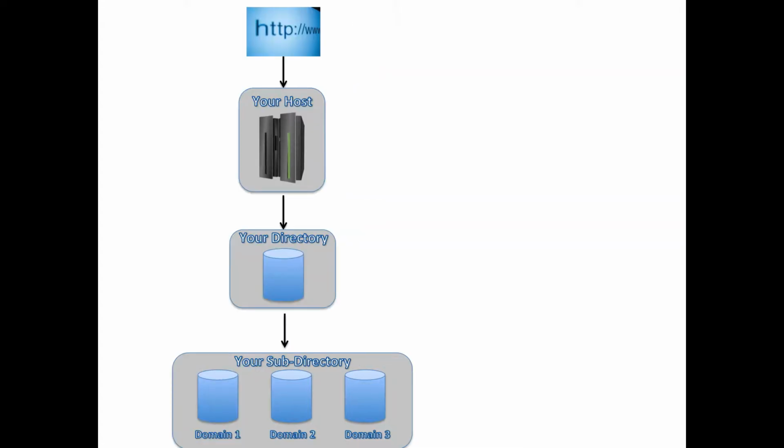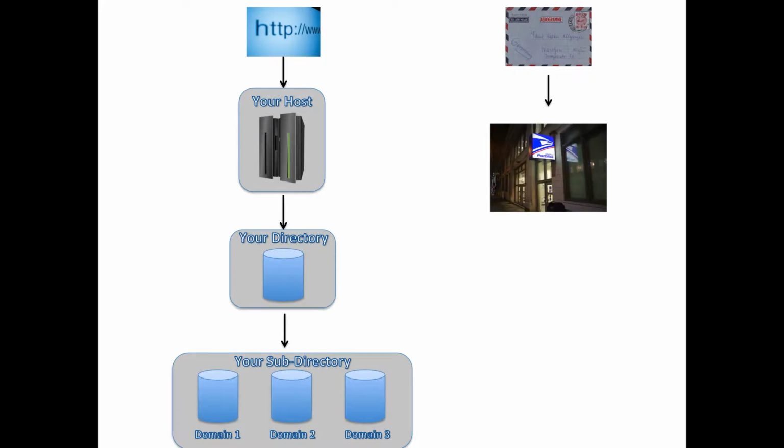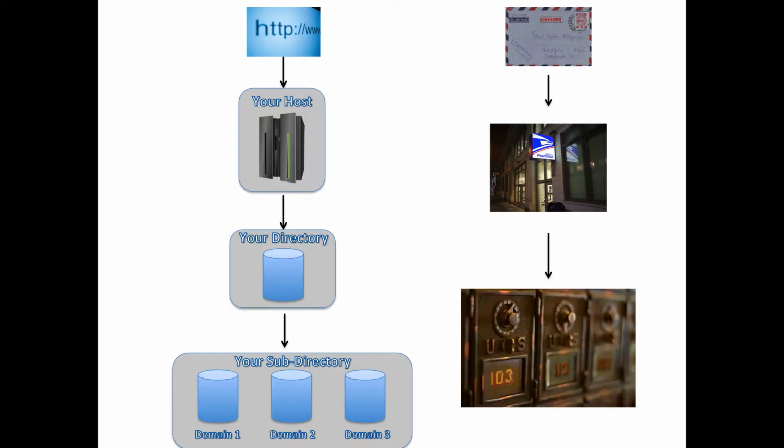So let's look at this as sort of a physical example. If you have a letter that you're going to send to an address, it goes into the post office. And the post office would be roughly equivalent to your host. And then your host would send it to an individual mailbox, whether it be a home address or a mailbox in the post office. So this would be equivalent to your subdirectory.